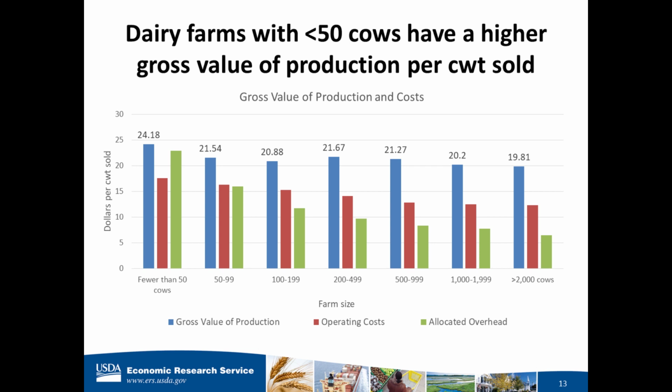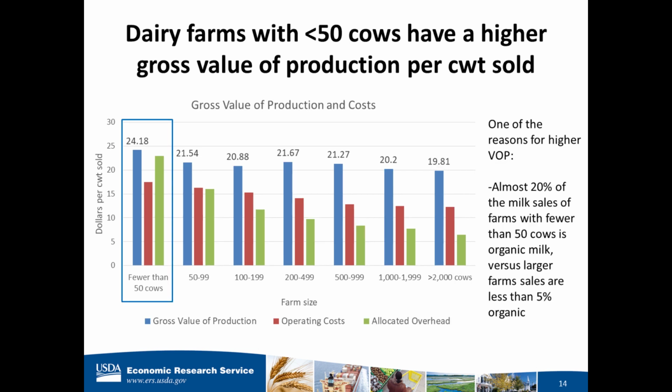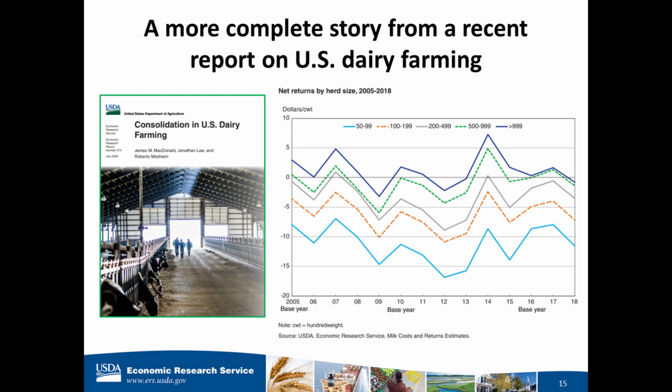So this is an example of where we can see something really interesting that doesn't really convey the entire story. Some of the reasons why farms with fewer than 50 cows might realize a higher revenue is because almost 20% of their milk sales come from organic milk, and that carries a higher price premium than conventional milk, while larger farms have less than 5% sales in organics.